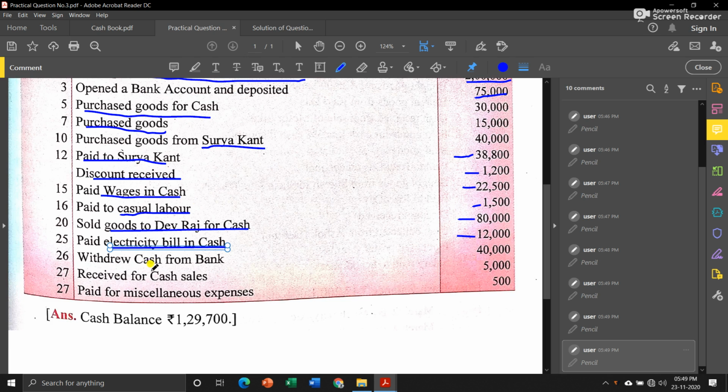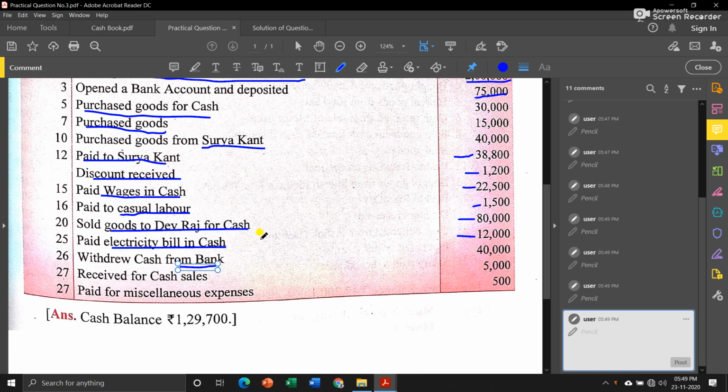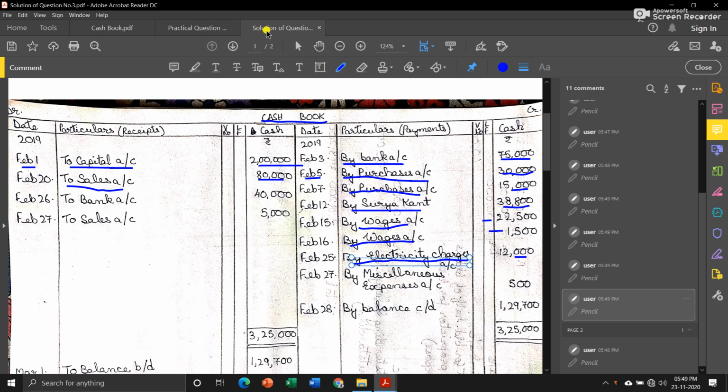Then next is withdrew cash from bank. Now when we withdraw cash from bank, that means bank is paying us the money and business is receiving cash. That means we will record it in debit side by writing to bank account rupees 40,000.